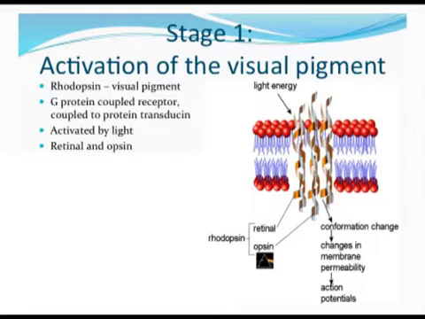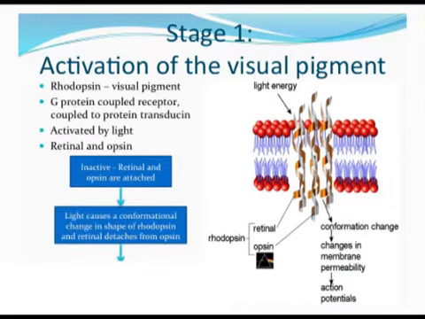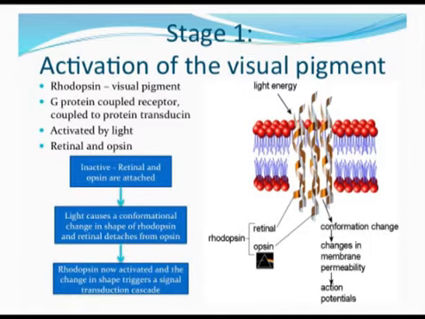Rhodopsin is activated by light, and you'll remember that it's formed from retinol and opsin. In its inactive format, retinol and opsin are attached, so these two molecules are stuck together. But when light enters the photoreceptor cell, the rhodopsin molecule undergoes a conformational change in shape. So the retinol and opsin molecules change in shape, and this change in shape causes them to detach from one another and remain unbound. Now that retinol and opsin are unbound, the rhodopsin molecule is in its activated format, so it can signal to downstream molecules in order to generate the nerve impulse.